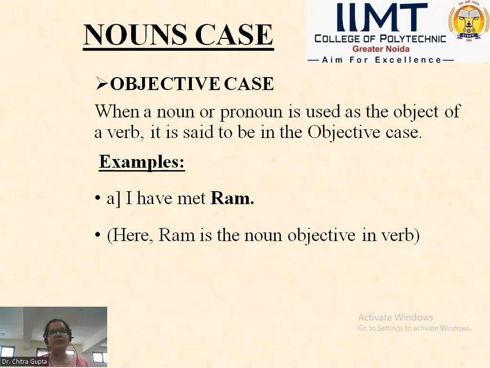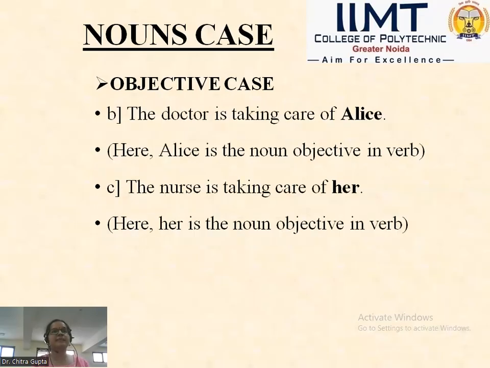I have met Ram. So Ram is in the objective case of the verb met. Second example, the doctor is taking care of Alice. Now, here, Alice is the noun in the objective case of the verb taking care of. So, Alice is in the objective position.